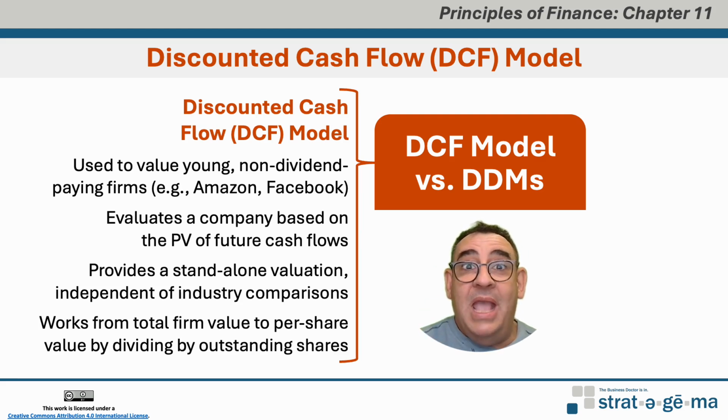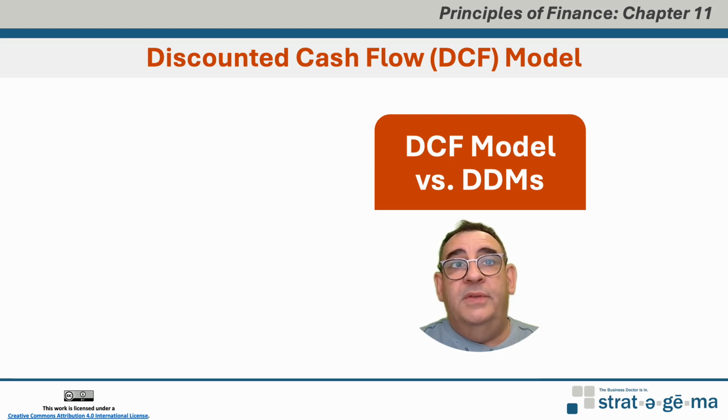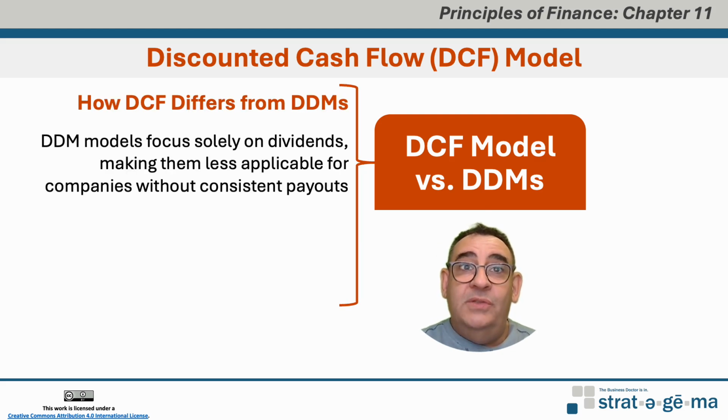Some businesses will only have 100 shares if they're small businesses that are tightly controlled. So it doesn't make sense to use those kinds of share-based models in most cases. In terms of differences, well, the DDM model focuses solely on dividends, which makes them less applicable for companies that don't have consistent dividend payouts. It's just that simple. Whereas the DCF model looks at a company based on its actual cash flows as opposed to the cash flows that are paid out through dividends.